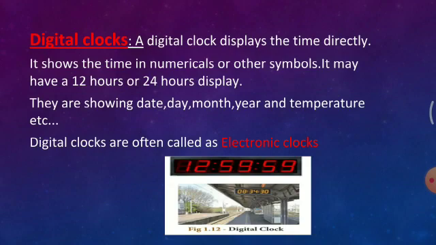In railway stations, airports or sometimes bus stands, we can see these 24-hour display digital clocks. In digital clocks, they show the date, day, month, year and sometimes temperature also. Digital clocks are often called electronic clocks.